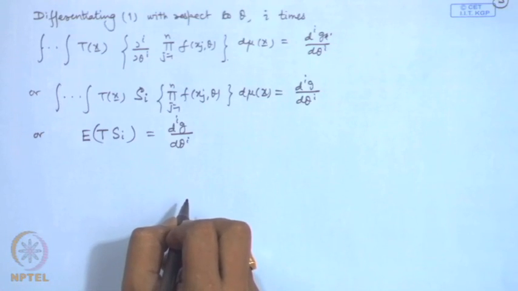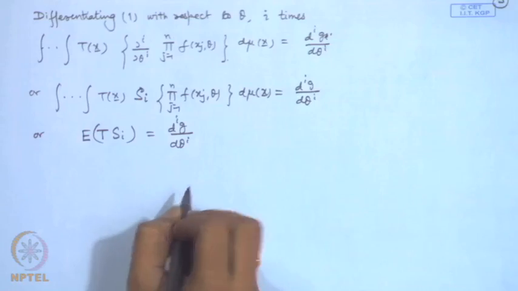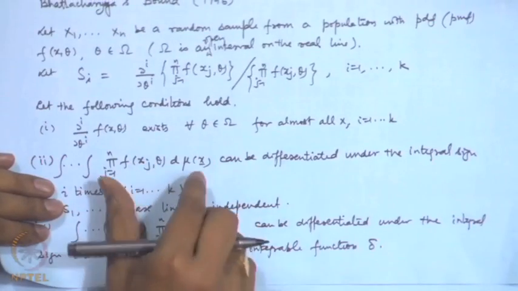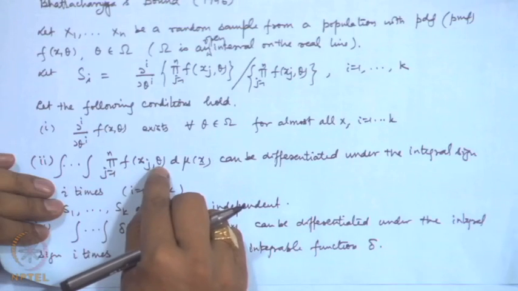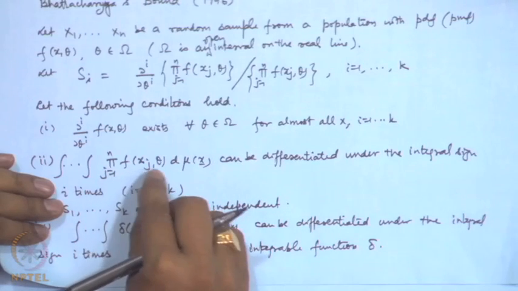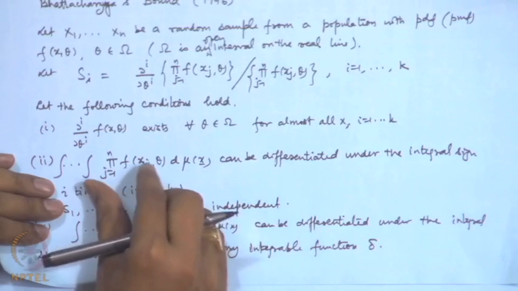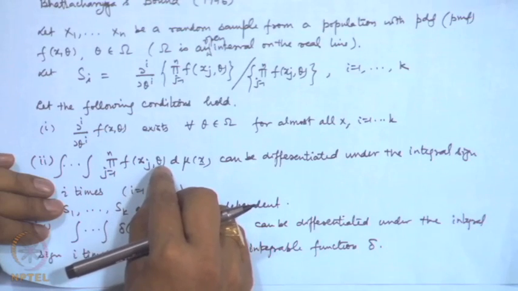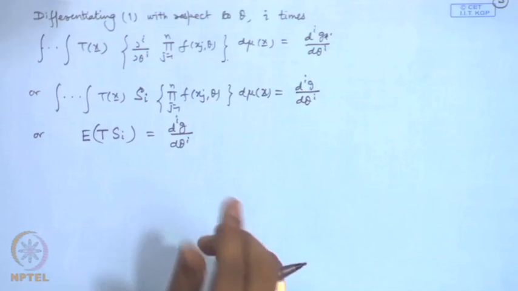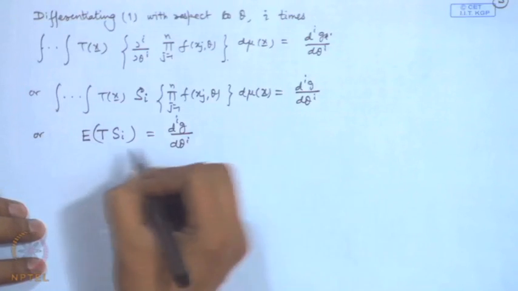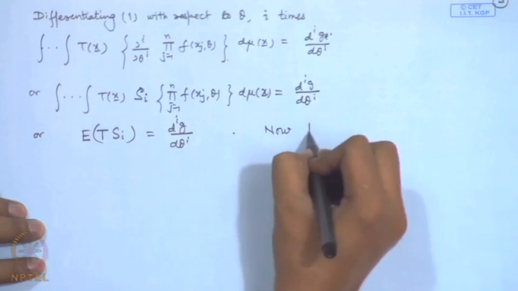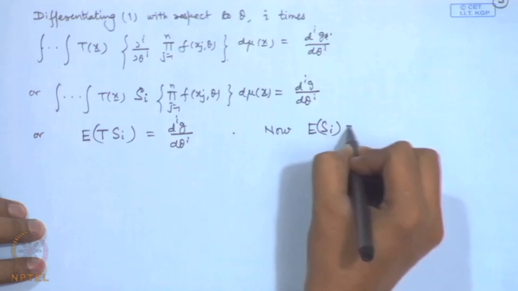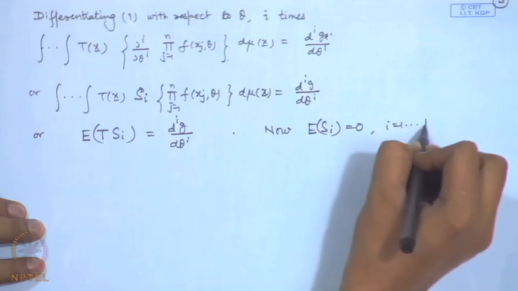Now, since we are assuming that the density can be differentiated under the integral sign, if we differentiate this relationship, this is equal to 1. So, if I differentiate this, I will get expectation of S 1 is equal to 0. Similarly, if I differentiate it twice and again divide by that, I will get expectation of S 2 is equal to 0. So, what we are getting now is expectation of S I is 0 for I equal to 1 to k.